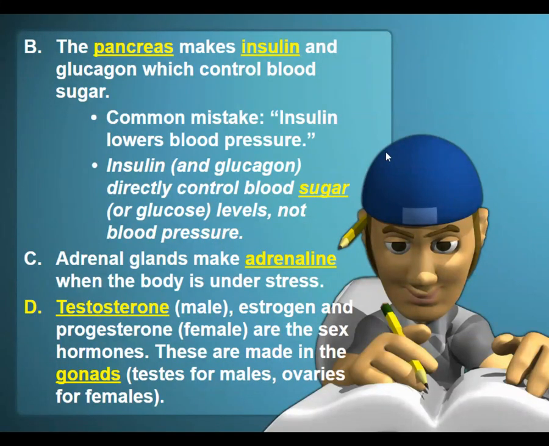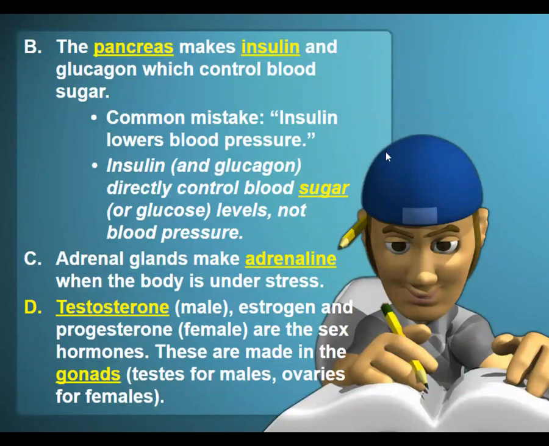The pancreas makes insulin and glucagon, which control blood sugar. A common mistake is saying that insulin lowers blood pressure. Insulin and glucagon directly control blood sugar levels, not blood pressure. Adrenal glands make adrenaline when the body is under stress. This is something to remember when you get in a car accident or something traumatic happens, you get the shakes. That's your adrenaline making you feel ready for the fight or flight response.